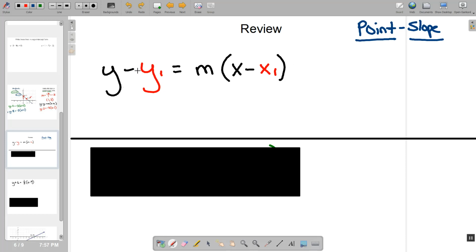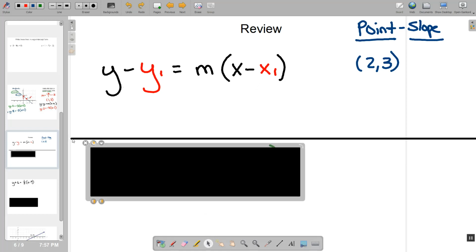The things that are written in red are numbers that will be replaced with the ordered pair. For example, if I had an ordered pair of (2, 3), my y value right here would move and replace this y value right there. This x value right here would replace this x value right there.